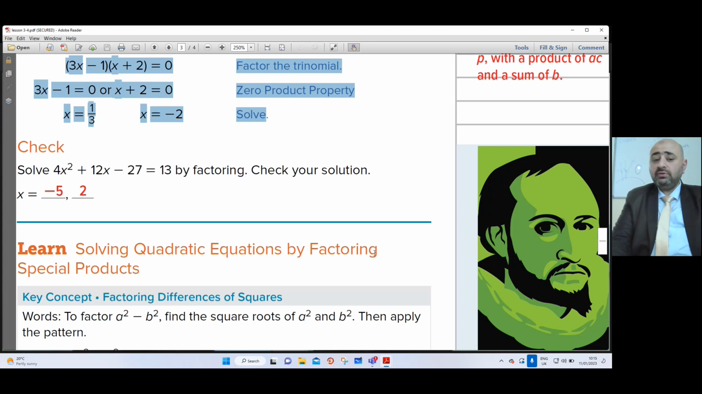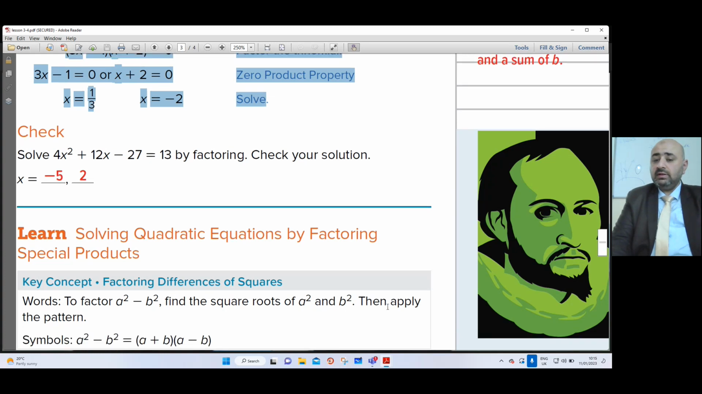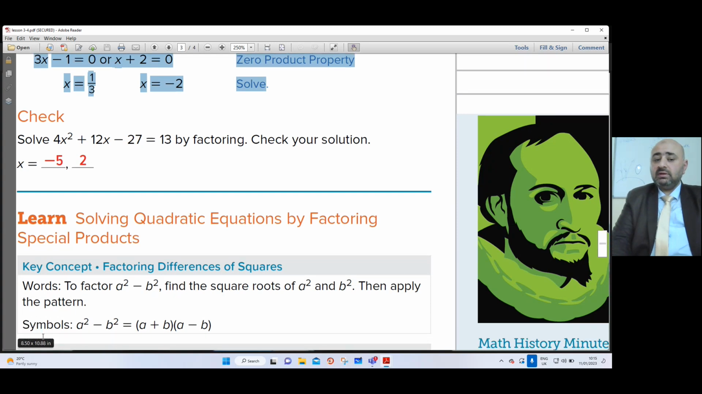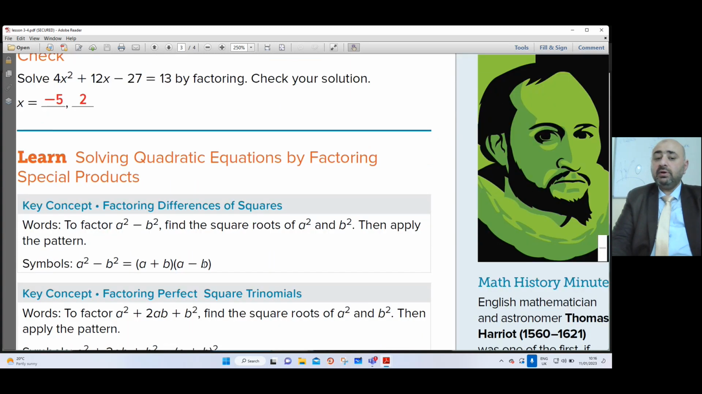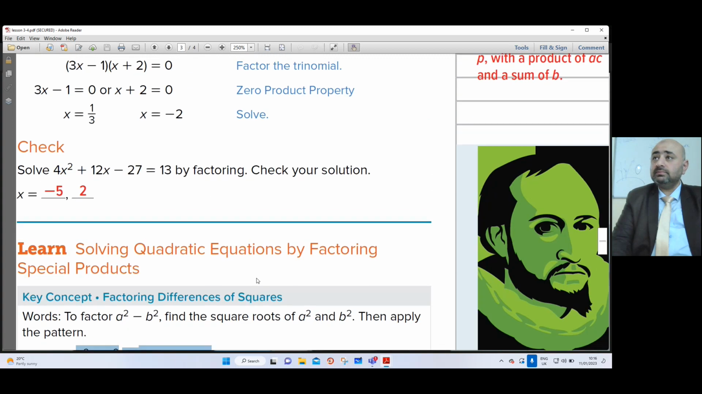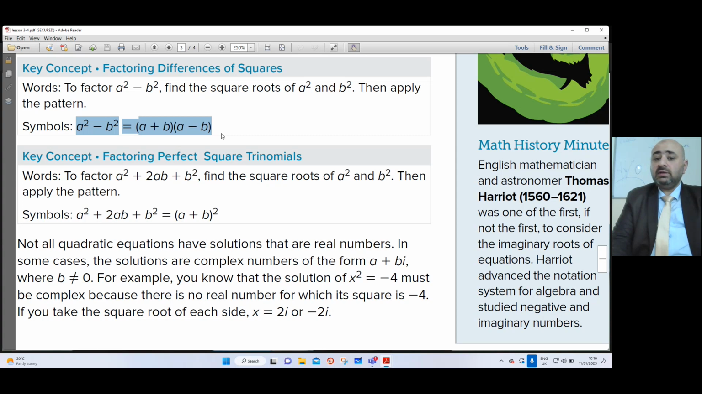Solving quadratic equations by factoring special products. This is an important idea. To factor a squared minus b squared, if you have this form, find the square roots of a squared and b squared. Then apply the pattern. For example, a squared minus b squared, open parenthesis. A squared means a times a, and b squared means b times b. In the first parenthesis, we have the sum, and in the second parenthesis, we have the difference. So this is an important rule. Write this rule, please. This is the first important rule.